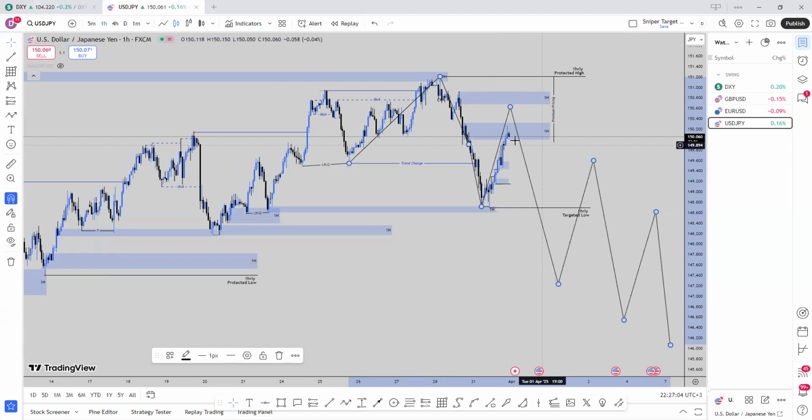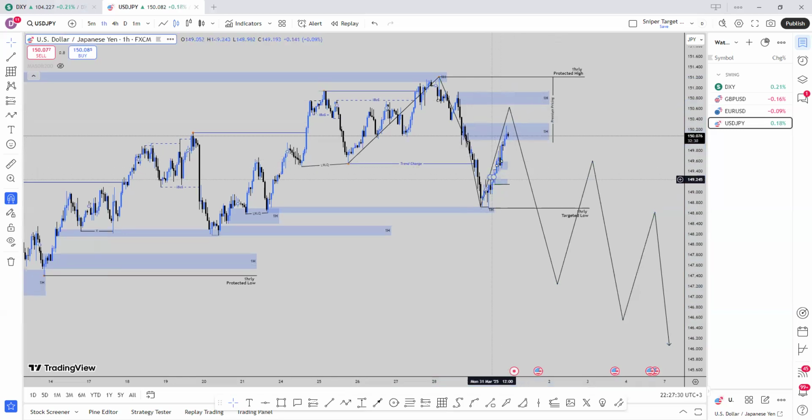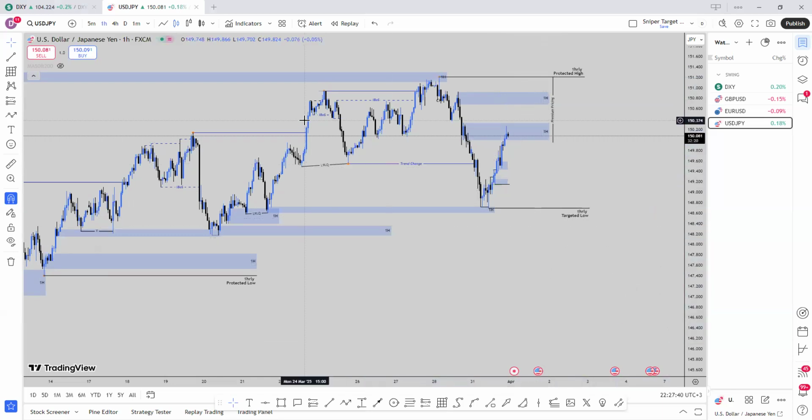And again, the way that you need to read price is that we do have two levels. We have the discount level and we have the premium level. If you're selling, ideally you want to be selling in the premium prices, and anything above the 50% of this range is considered to be the premium prices. So we are just waiting for price to come to the premium prices, and then from here we can expect to sell the market. So that is how I'm looking to trade USDJPY.